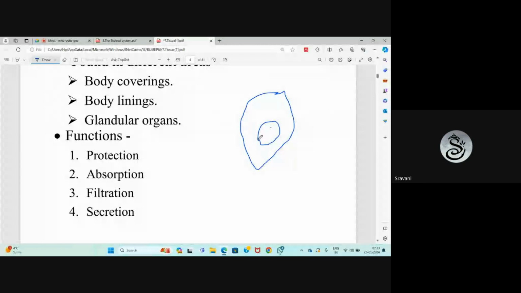Outer layer. Inner. Ma'am, is the outer part the lining, or is the inner part the lining? It is the inner part. The outer part is the covering.